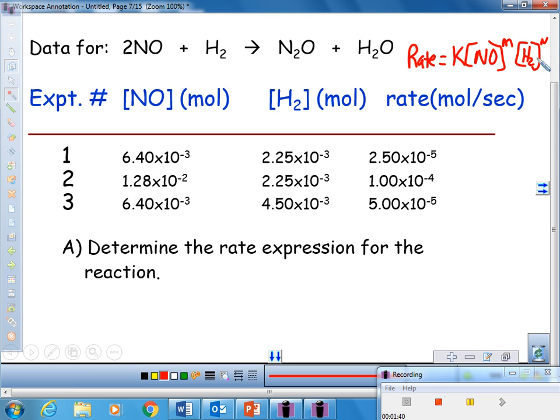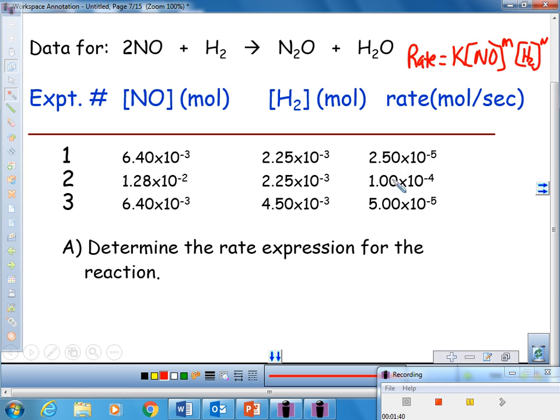And on the homework page, there is a couple that have 3 reactants. So it works the same way. You would just have 2 canceling out instead of 1 canceling out. So it's not any harder, just gets a little longer. All right, so hopefully you recognize that 1 and 2 are the ones that we want to choose.